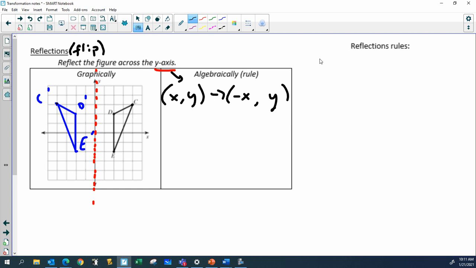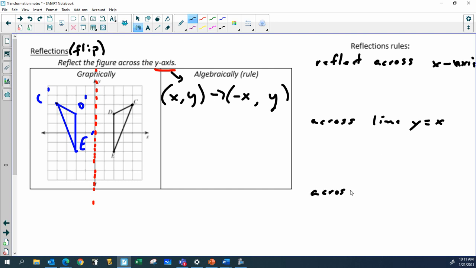There are 3 other ones that we should cover quickly. Reflection across the x-axis, we'll go across the line y equals x, and across the line y equals negative x.